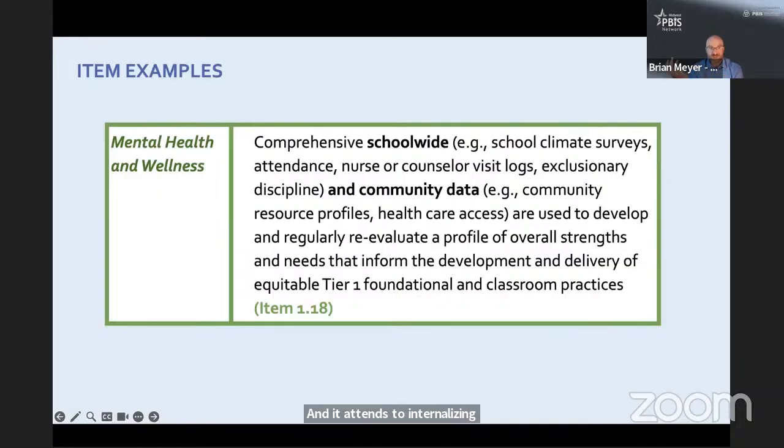So climate surveys, attendance, nurse and counselor visit logs, just examples. But the key question is the team expanding beyond just discipline referrals to ask what are the key data sets to tell us about the overall wellness of our students? And by wellness, we mean social, emotional, behavior competencies. Okay? So that's a good example.